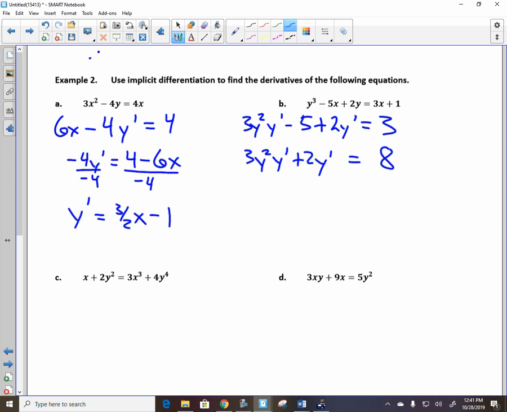Then to isolate the y prime, we factor it out. You remember me teaching you that last year. It was for this moment, so that when you would do it, you know what you're doing, you would have success. When we factor it out, we can then just divide. y prime is in fact 8 over 3y squared plus 2.